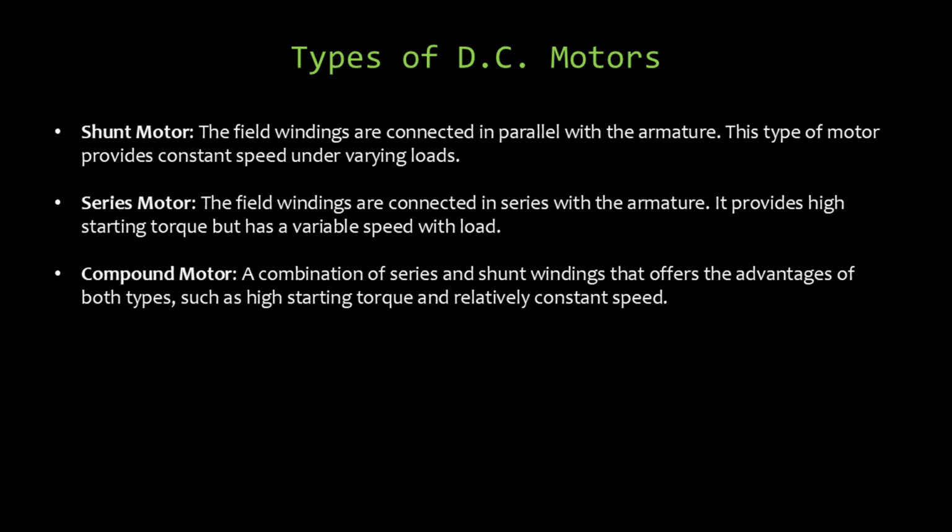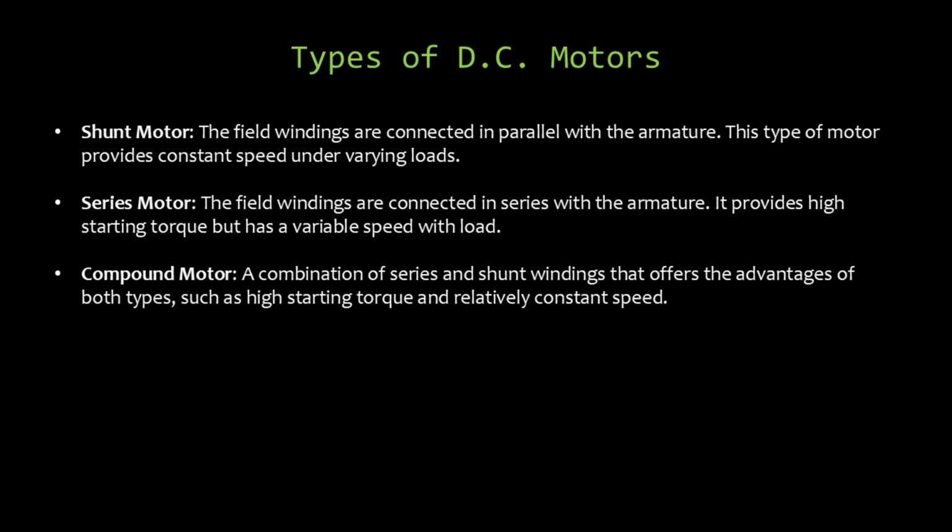The shunt motor has field windings connected in parallel with the armature, providing constant speed under varying loads. Series motors, with field windings connected in series to the armature, offer high starting torque but variable speed. Compound motors combine series and shunt windings, delivering the advantages of both: high starting torque and relatively consistent speed across different load conditions.